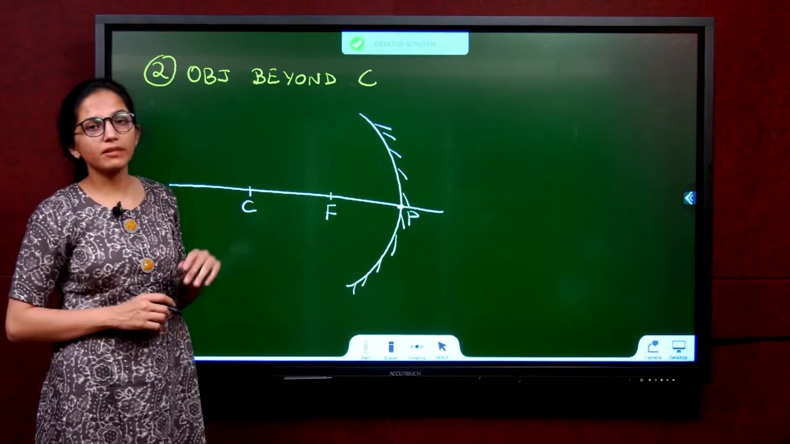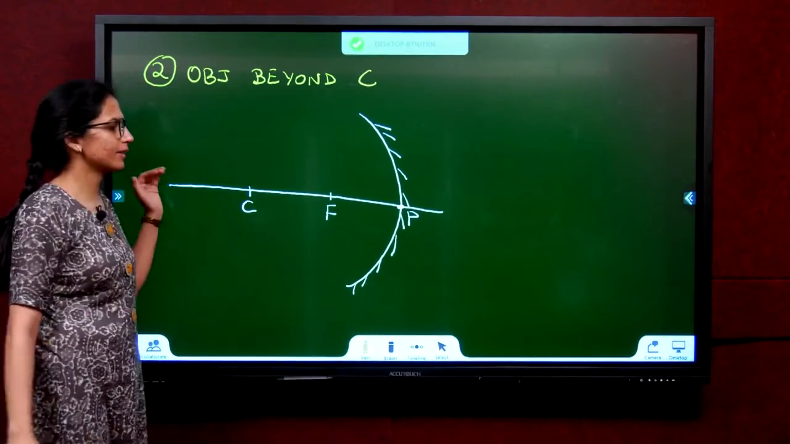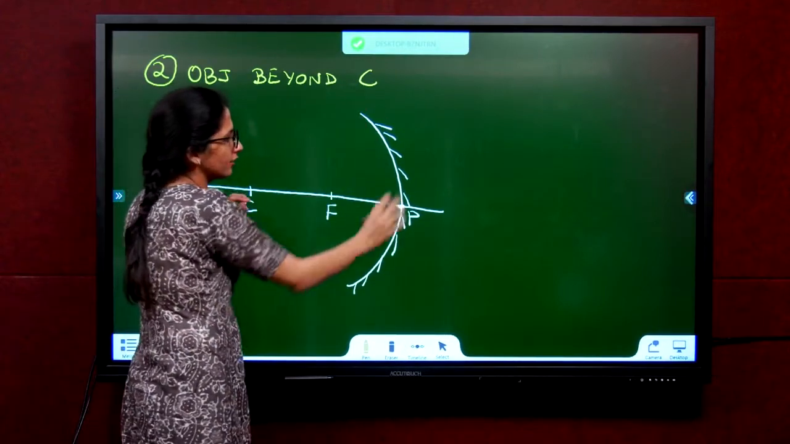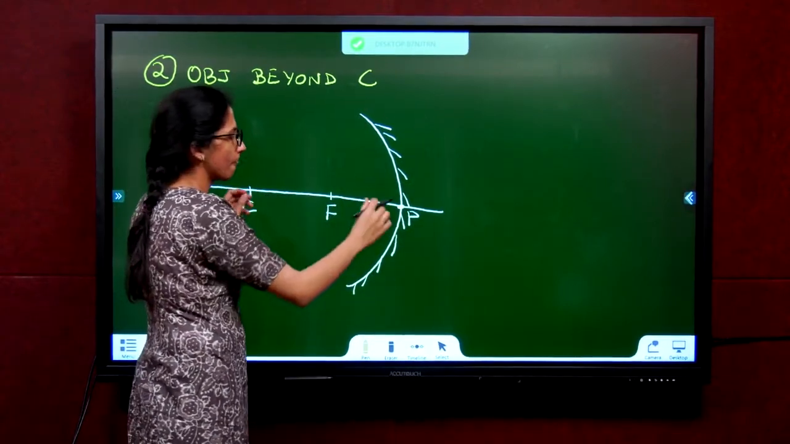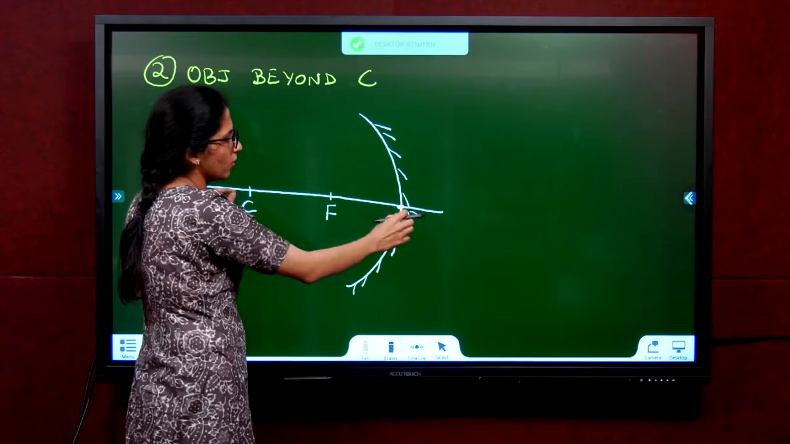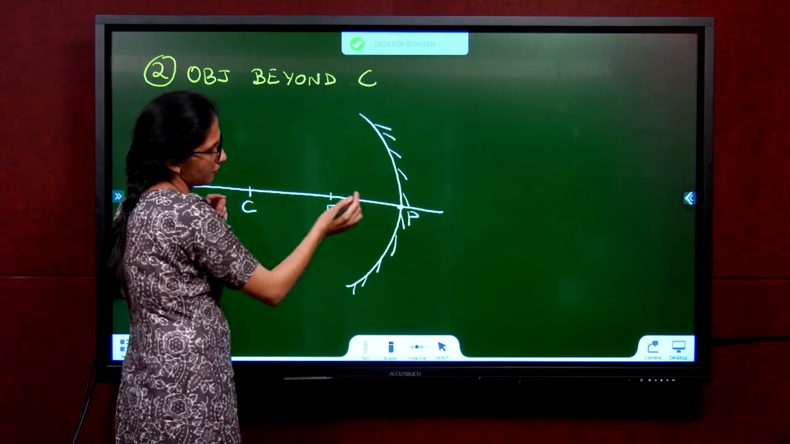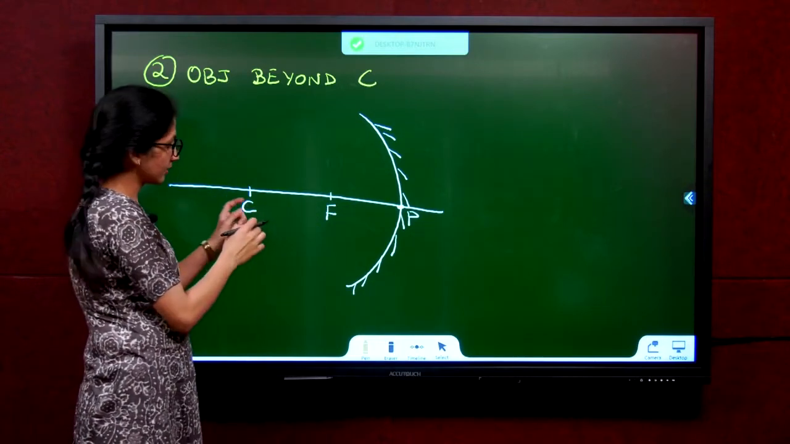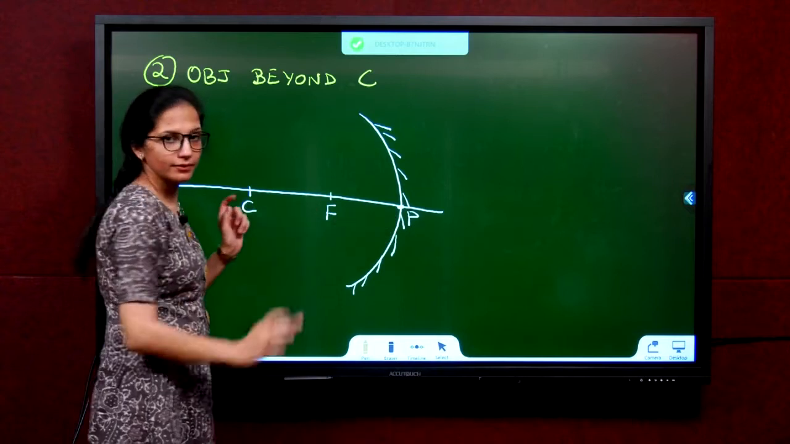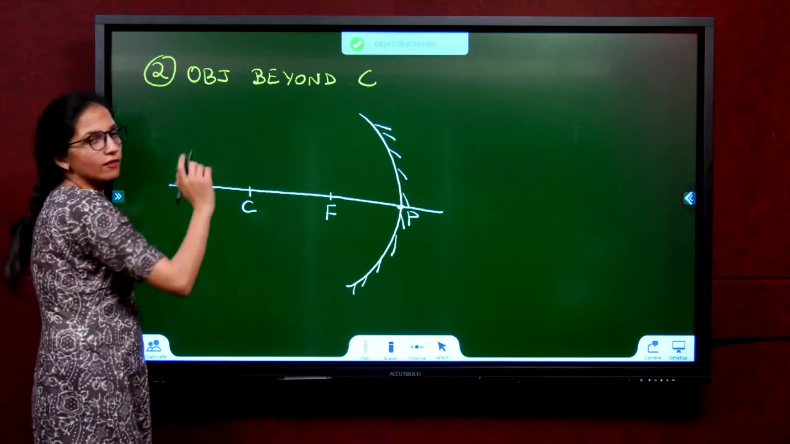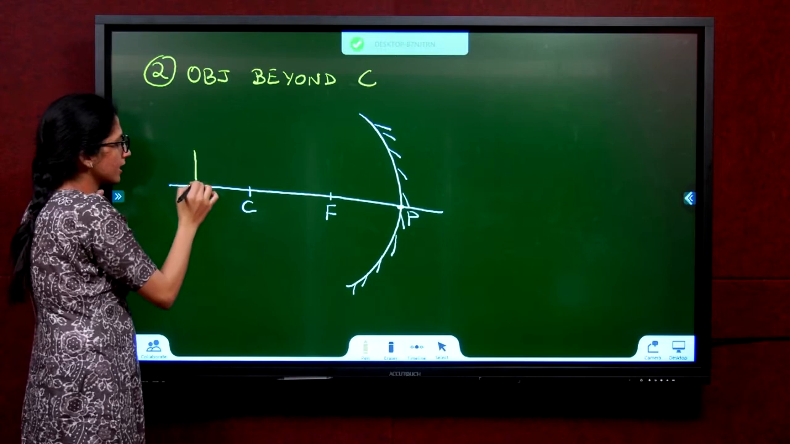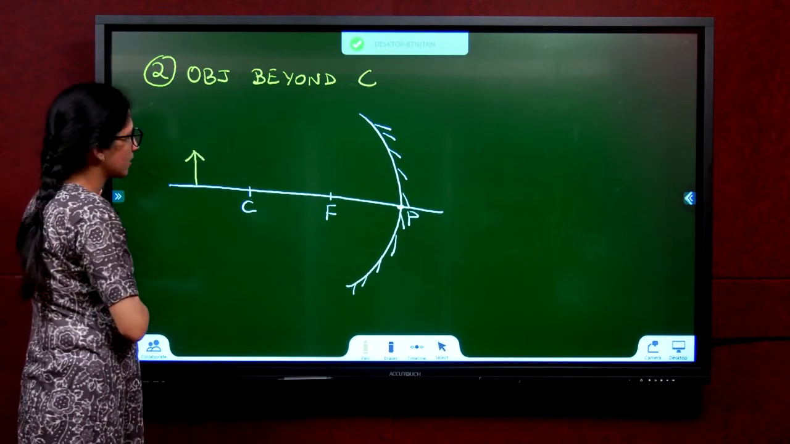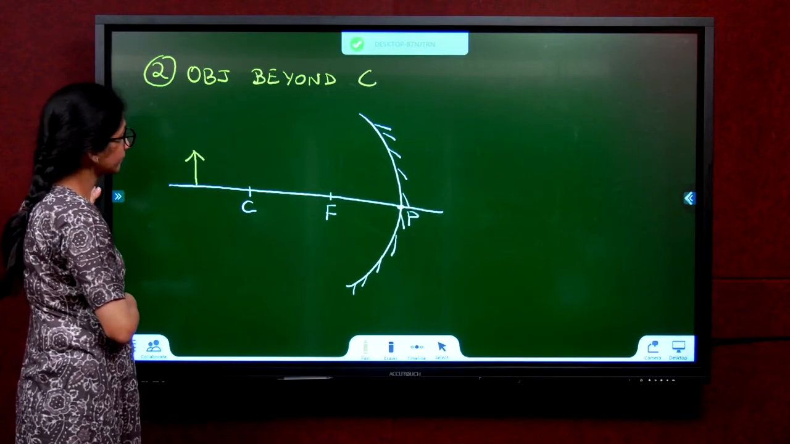Case 2, object beyond C. So now, same case, take approximately 4 centimeters in your compass, draw a curve that covers 2 to 3 lines up and 2 to 3 lines below. Mark your principal axis, mark the pole, 3 centimeters from the pole, take focus, another 3 centimeters, take C. So this will become 6 and this will become 3. Now, beyond C, you have to keep the object. I have kept my object. Now carefully listen what happens.